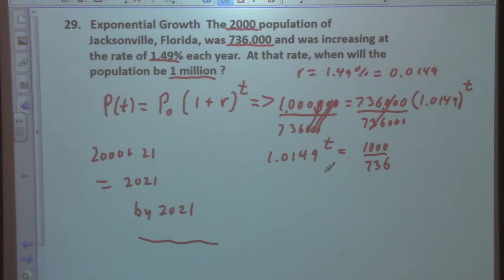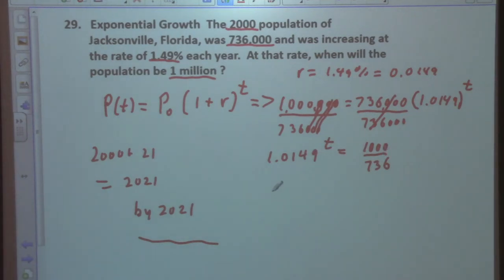Use the root of t. No, it's not, yeah, okay, that's an example. What happens is that 1.0149 to the power of t, which we don't know yet, equals 1,000 over 736. So what I'm going to do is introduce to you something called a logarithm. A logarithm is what power do we raise this number to equal this.